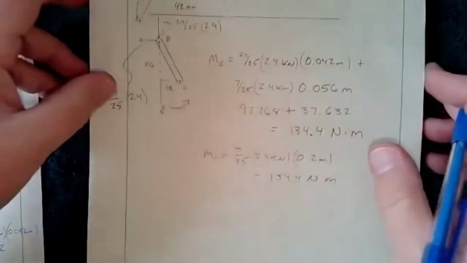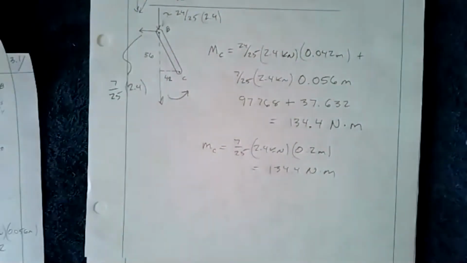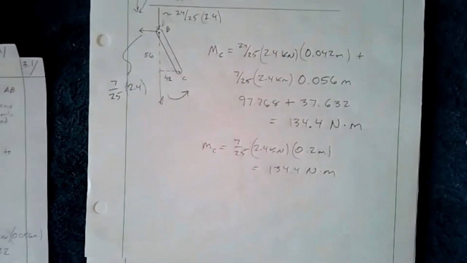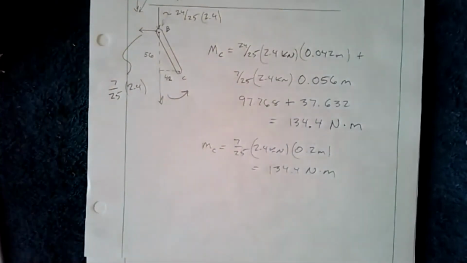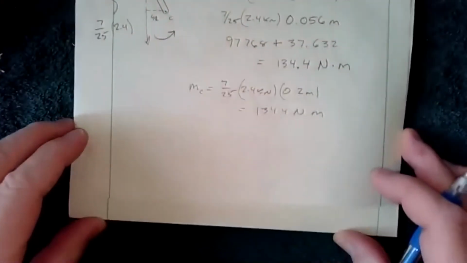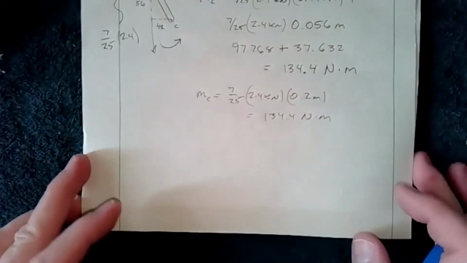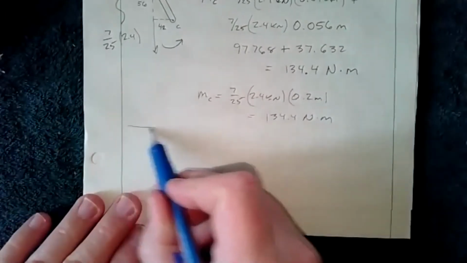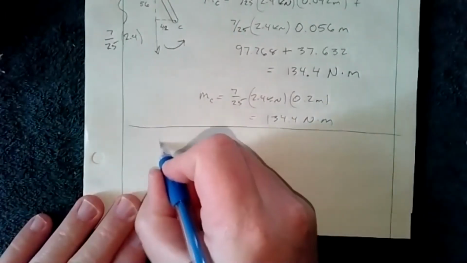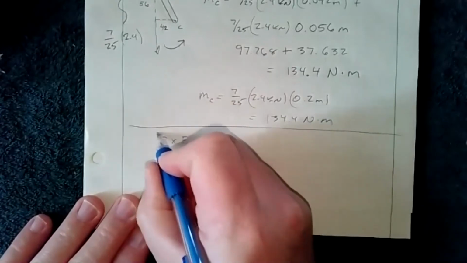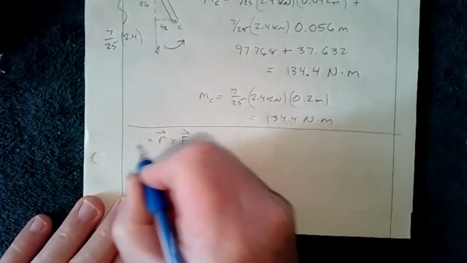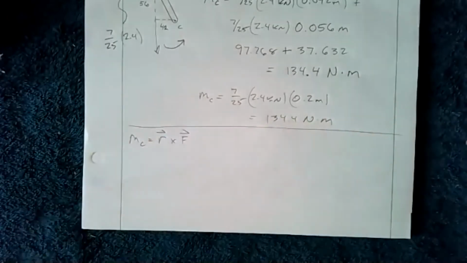Now, the last way we can do this, and this is how you're going to do this when you get to 3 dimensions, because we won't be able to find the perpendicular distance, is if you did R cross F. Because even in 2D, we know when we do cross products that I cross J is going to give us K, because we know the rotation is out of the board. It's either positive or negative.